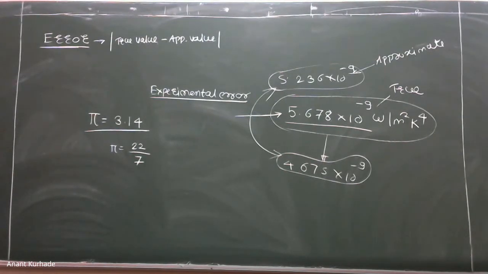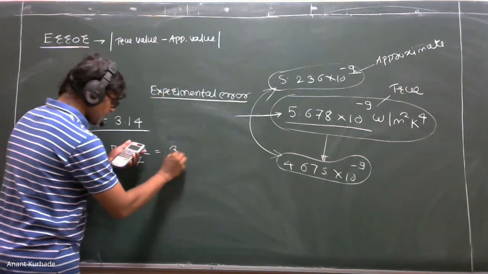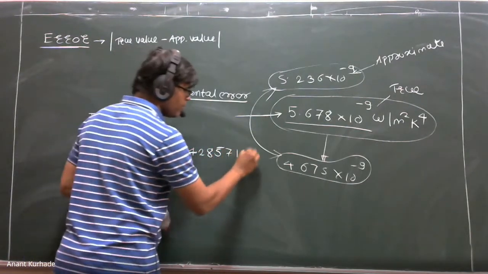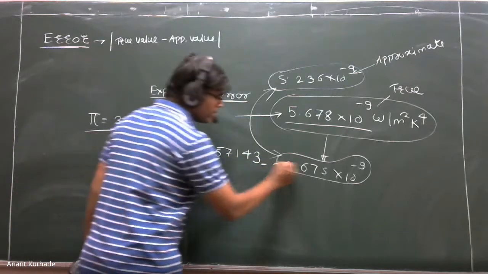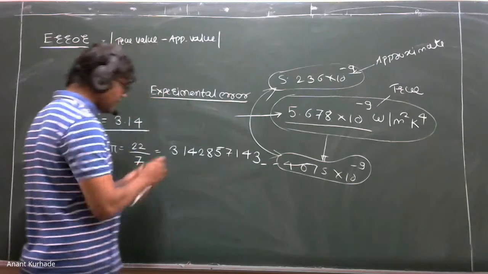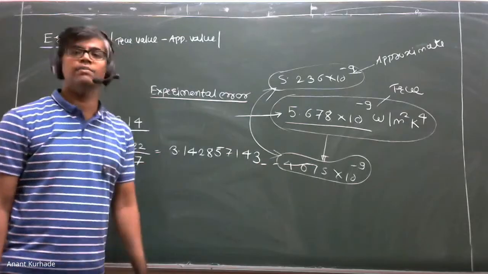So please calculate 22 by 7 in the calculator and tell me its answer. 3.14285714, it is 3 point, okay, see, 3.14285713. Again you can find the numbers. But in the calculator, it is fixed that you always get the answer up to 9 decimal places. Remember, up to 9 decimal places.